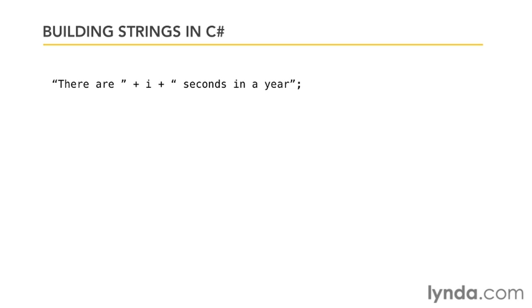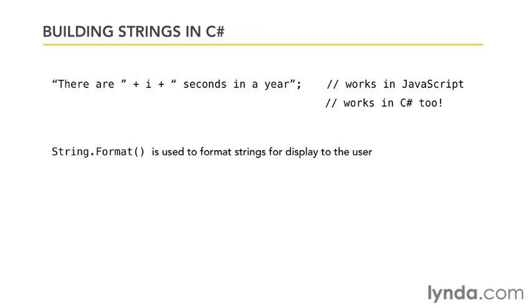Now, you've already seen the example where we use the plus operator. This is something that you're probably familiar with if you've done this in JavaScript. It works in JavaScript, and as you've seen, it works in C# too. However, it's not the most efficient way to build strings in C# for reasons we'll see later on. There are other ways to format strings for display to the user. And the way that we do that is by using the string.format method.